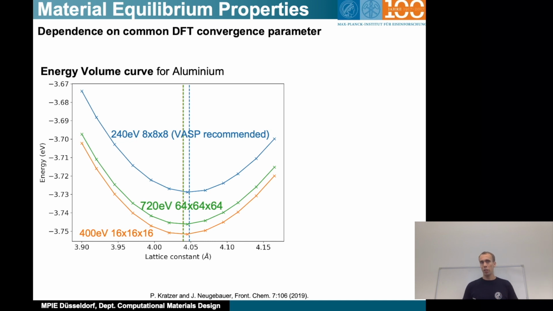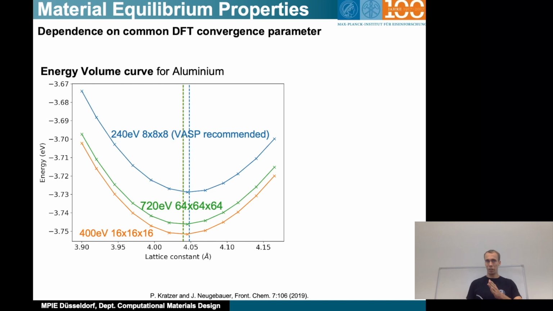And then we say, okay, what does change if we now go to higher convergence parameters, right? So I increase the energy cutoff, I go to 400 eV and 16 by 16 by 16, and then I go even further to very extreme settings of 720 eV and 64 by 64 by 64, all for single atom cells. And what we find is quite remarkable, right?